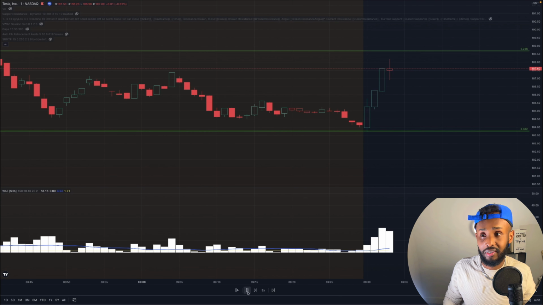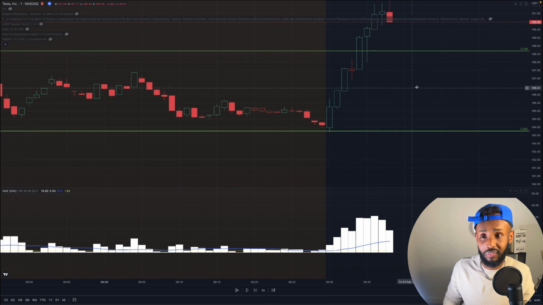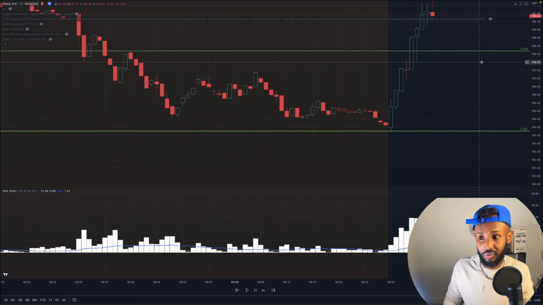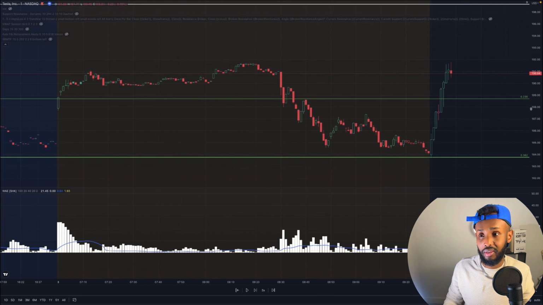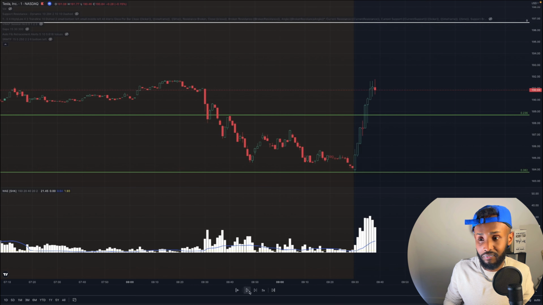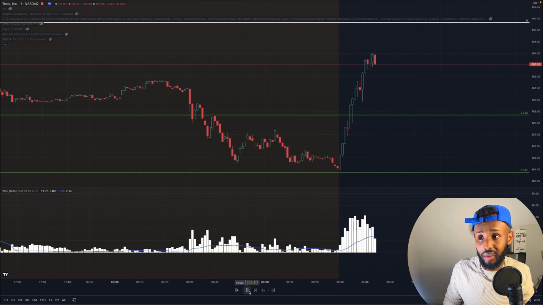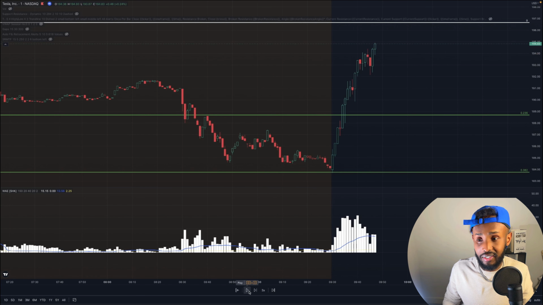And we can see it almost came down, found some resistance, but broke through this next key level. And it just begins to trade higher. And where I would personally sell is when we see volume start to decrease.